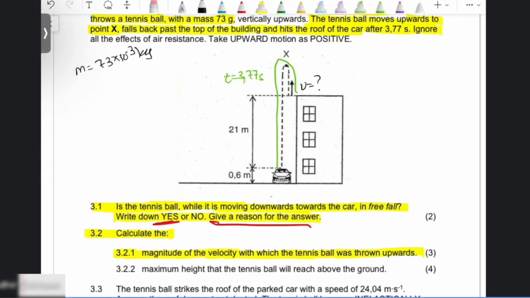Actually, not the most difficult thing in the world, because now we can use our formula, delta y is equal to vi delta t plus a half g delta t squared. Now, I just want to find out from you guys, if we are taking up as positive, and that's what they wanted us to do, what would our displacement be for this motion until it hits the top of the car? Guys, what would our displacement be until it hits the top of the car there?